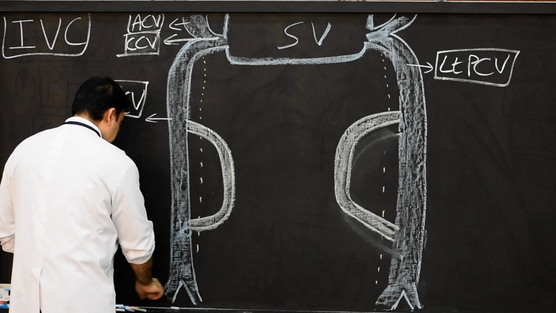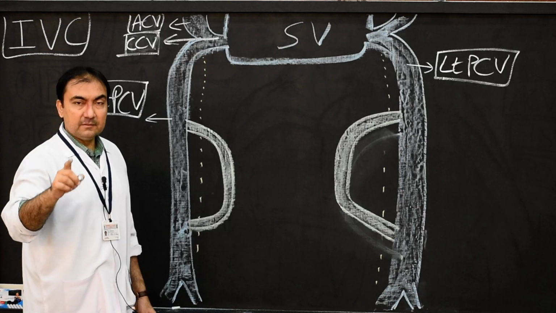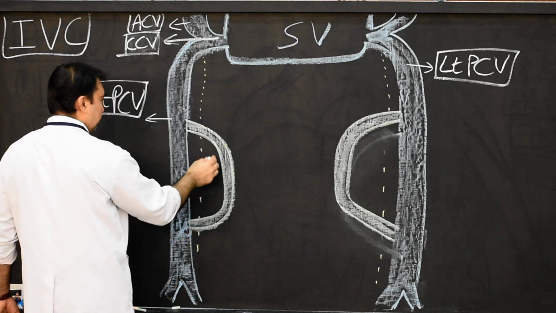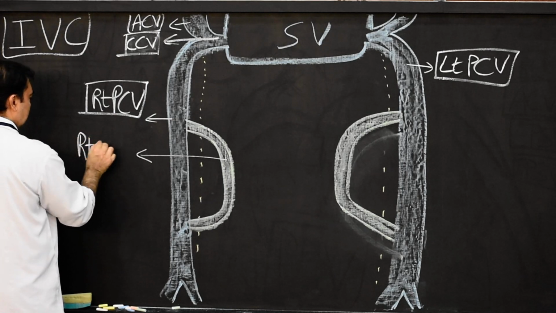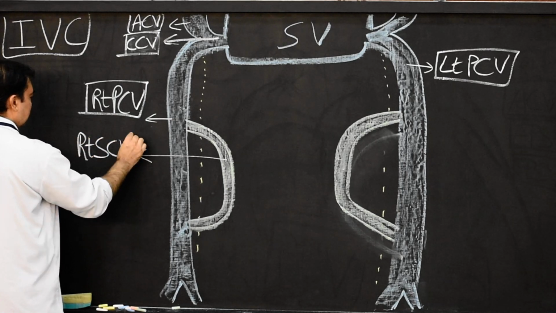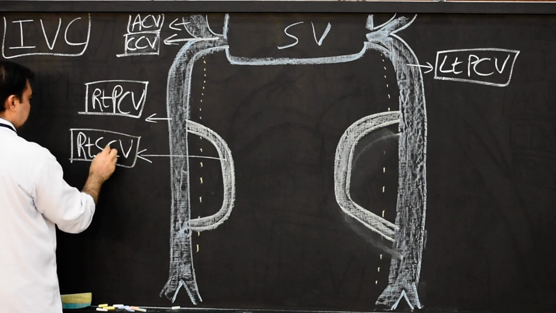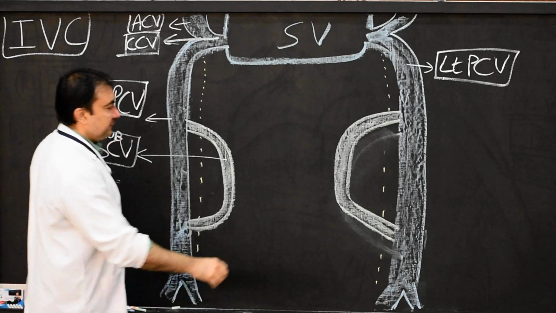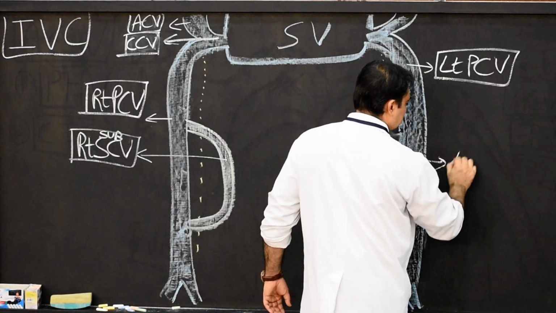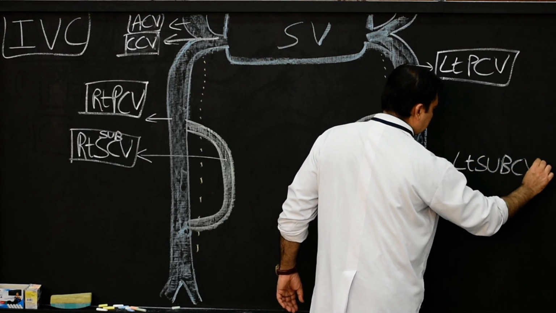And therefore, this is the longitudinal pair of veins, which is number 2. Now here we name this as the right subcardinal vein. The subcardinal vein is SUB. And in the same way over here, we will name this as the left subcardinal vein.